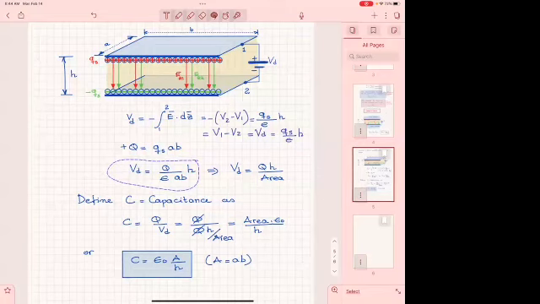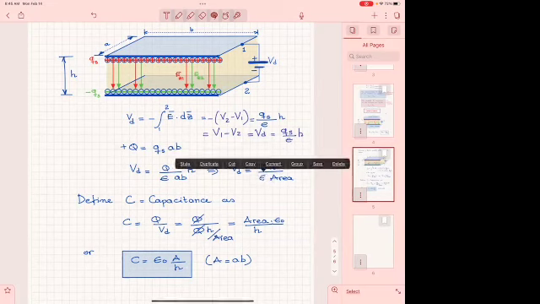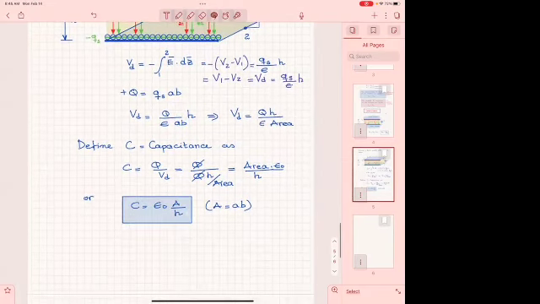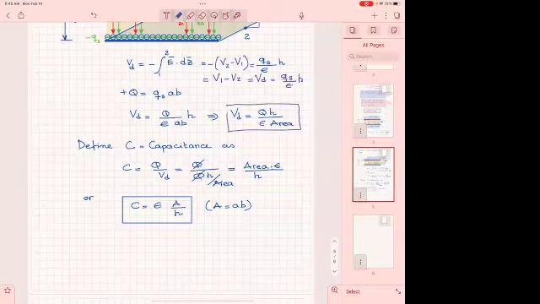So I have an epsilon times the area. All right, which practically then gives me V sub D in terms of Q, the geometry of the capacitor, and the dielectric constant of the material.